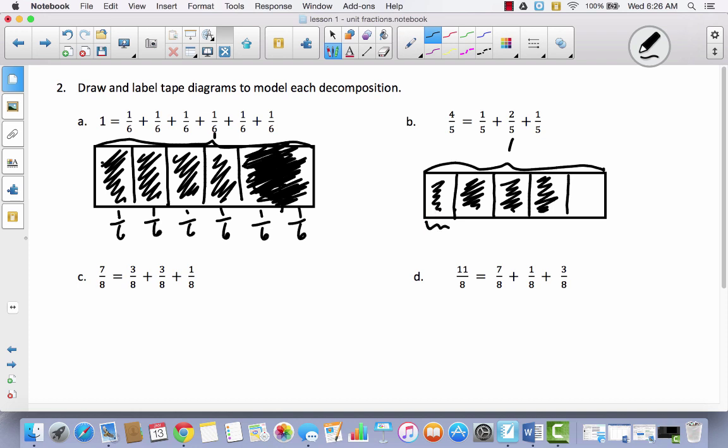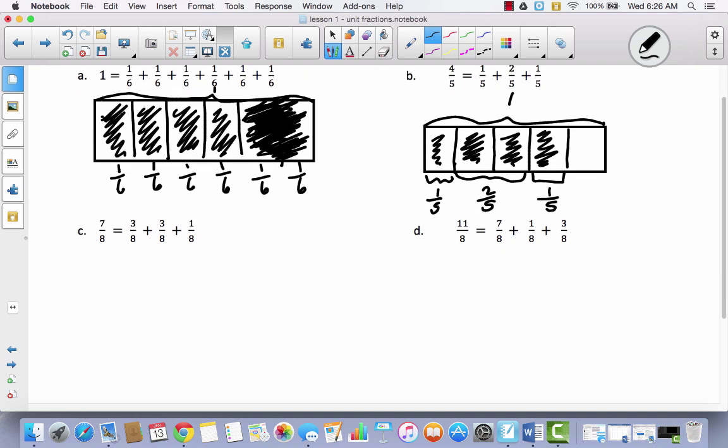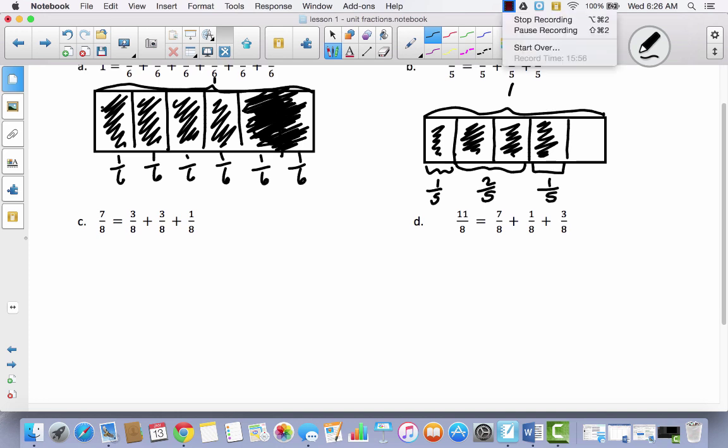They have 1 fifth. So this time I am going to use little brackets. Last time I didn't because they were all the same. And then they did 2 fifths. So we're going to go ahead and do 2 fifths. If you can't make this little fancy mark, you can always just do like this. Okay, and then 1/5. Okay, see if you can't do C by yourself. I think this is kind of fun, getting to draw these tape diagrams.